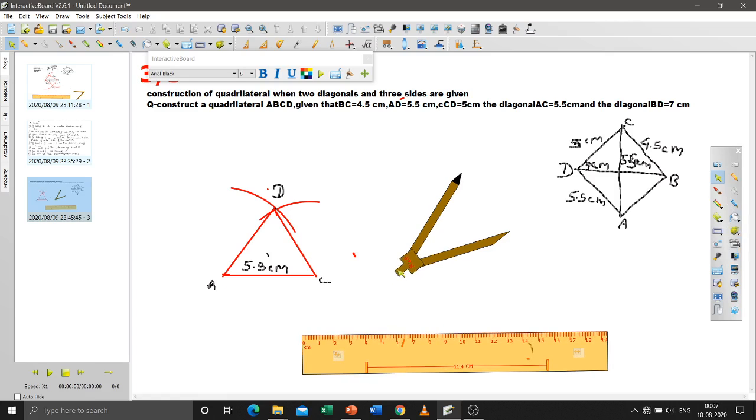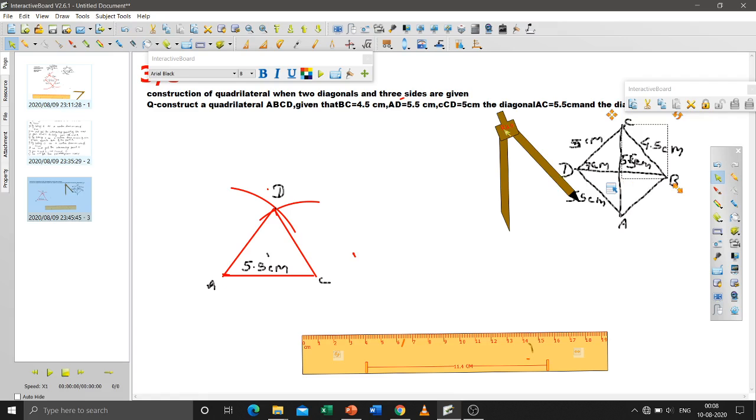Now again we will take A as a center and AB. Now we want to find the C here. So you can see the measurement, the distance of B. We want this intersecting point B. Now we want to get the D.